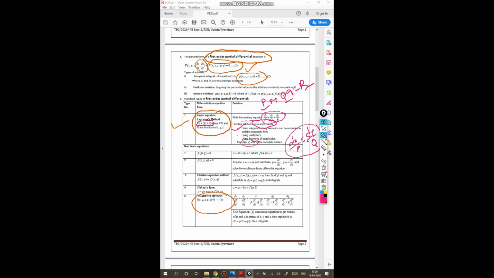Then you get one of the solutions. For example, suppose there is dx upon x is equal to dy upon y. So integration gives log x is equal to log y plus log c, and that you get one of the equations there. So that is considered as a direct integration.